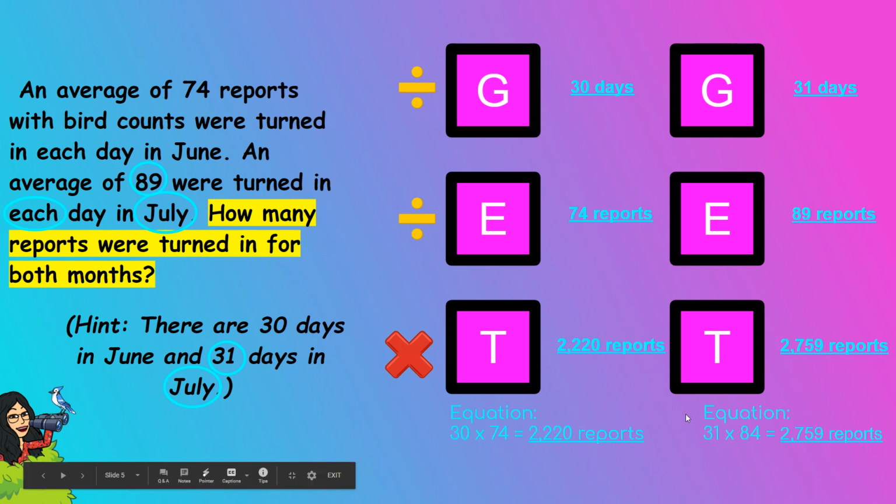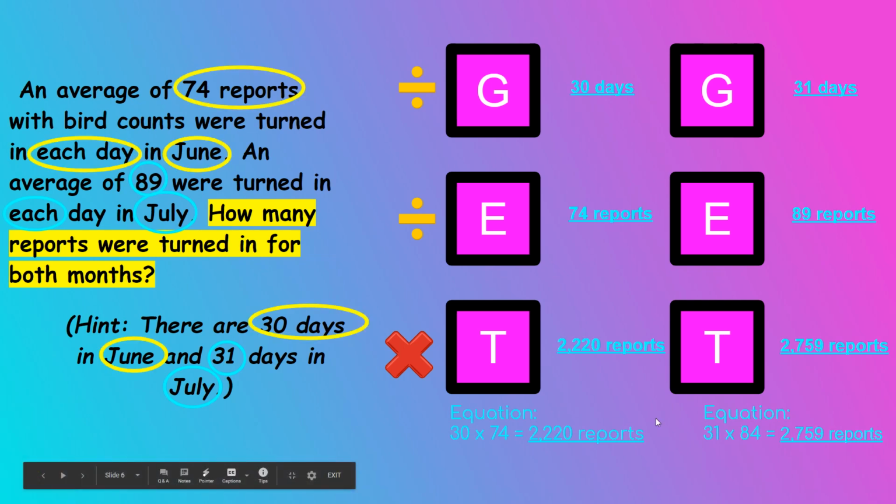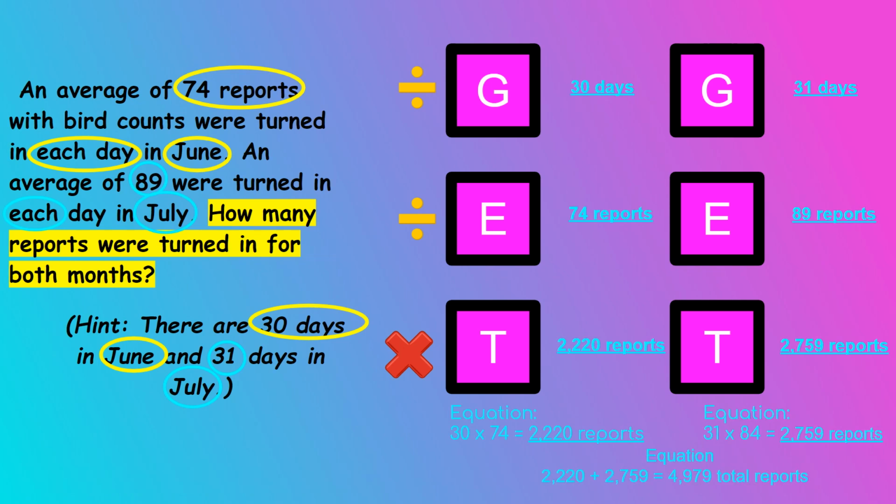Now I'm also going to need to add these two reports because going back to the question, how many reports were turned in for both months? Okay, so here when I add the two products together, it gives me the sum of 4,979 total reports.